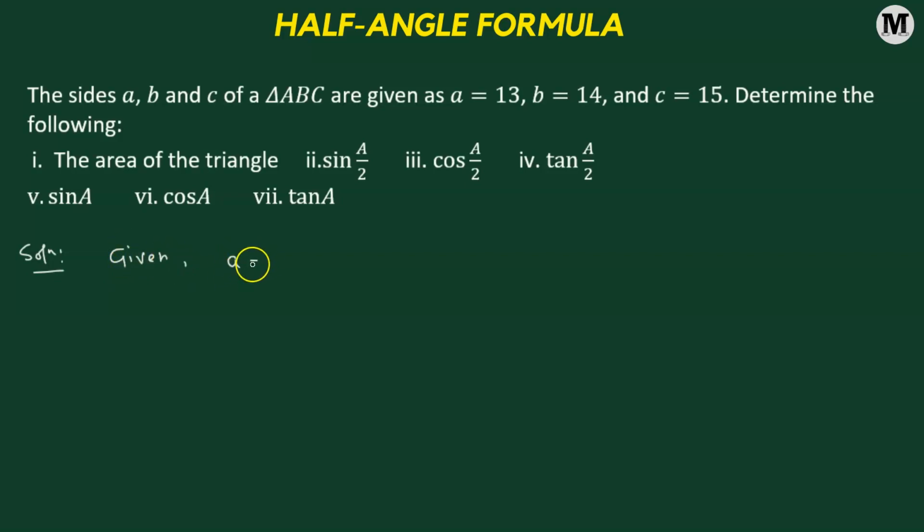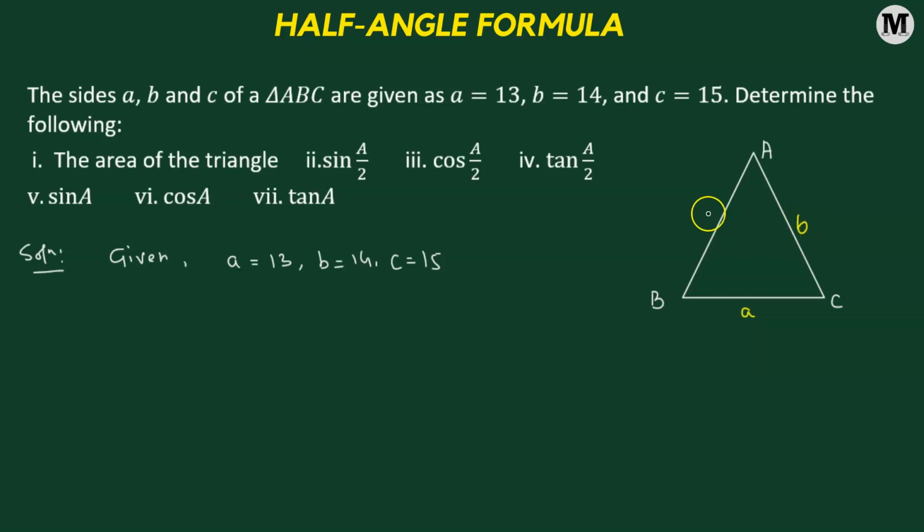So here we have a equals 13, b equals 14, and c equals 15, which means that we have a triangle ABC, and the lowercase letters a, b, c are the sides opposite to the vertices A, B, and C respectively. Using this information, we need to find out the area of the triangle.